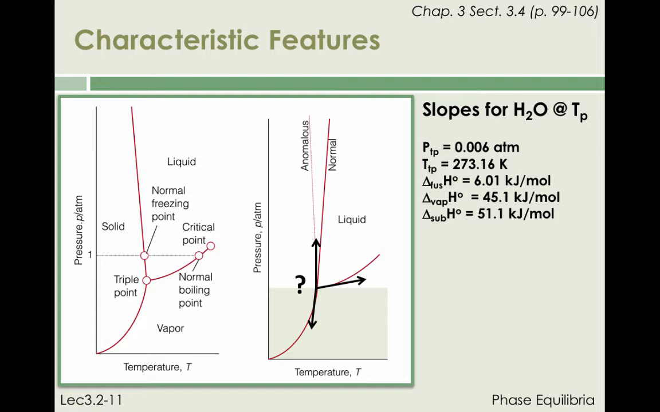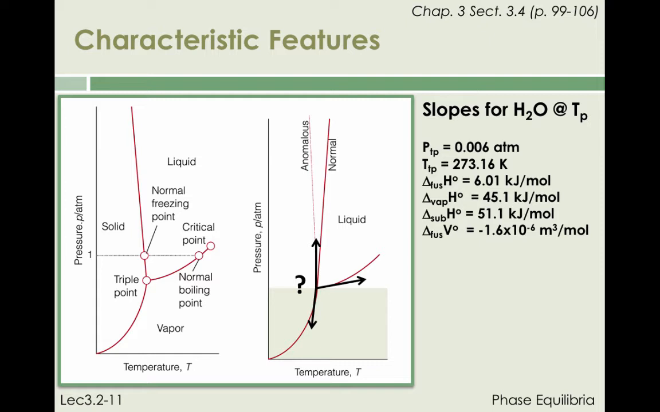Using the densities of ice and water near 0 degrees Celsius and the molar mass of water, we can calculate the change in water's molar volume for the fusion process near 0 degrees Celsius and 1 bar and obtain delta fusion V equals minus 1.6 times 10 to the minus 6 meter cubed per mole.